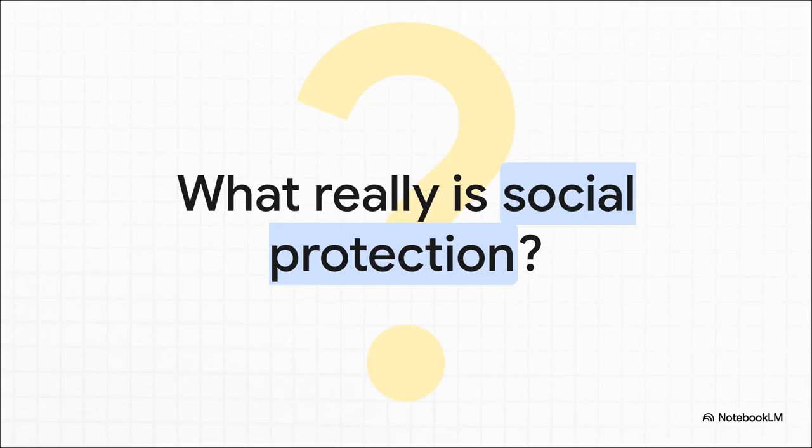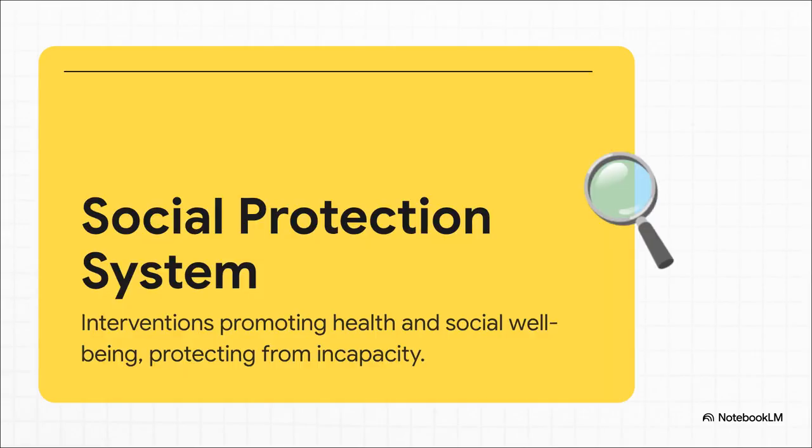To properly understand this, we're going to frame our starting point at the highest level of government policy, untangling the Colombian health system specifically, by looking at the landscape following the major reforms of 1993, which is known as Law 100. According to the World Health Organization, a social protection system is defined as interventions in society that have the primary purpose of promoting health and social well-being. This includes protecting folks from unrecoverable incapacity.